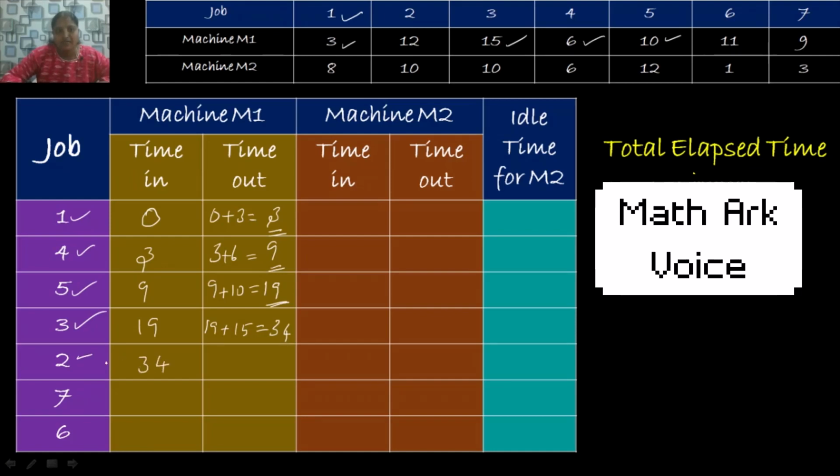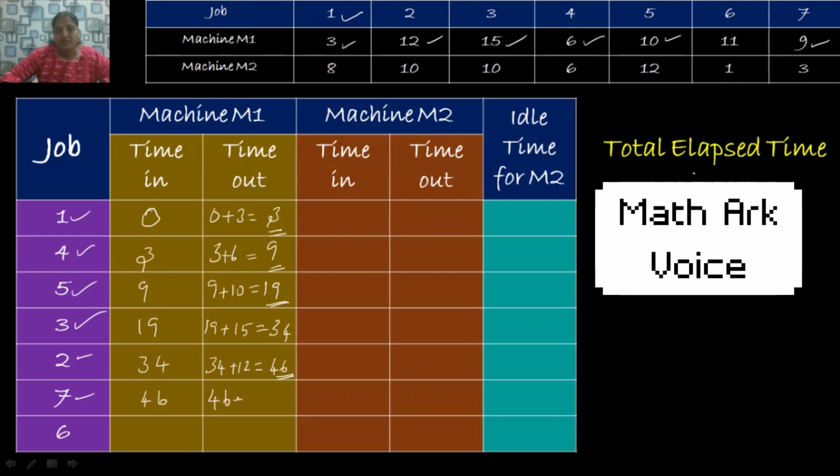So job 2 enters into machine M1 at 34 hours and it needs a processing time on M1 of 12 hours. So 34 plus 12 is 46. Job 2 has completed its processing time on M1 at 46 hours. This time out is the in time of job 7. That is, at 46 hours job 7 enters into machine M1 and it needs a processing time of 9 hours.